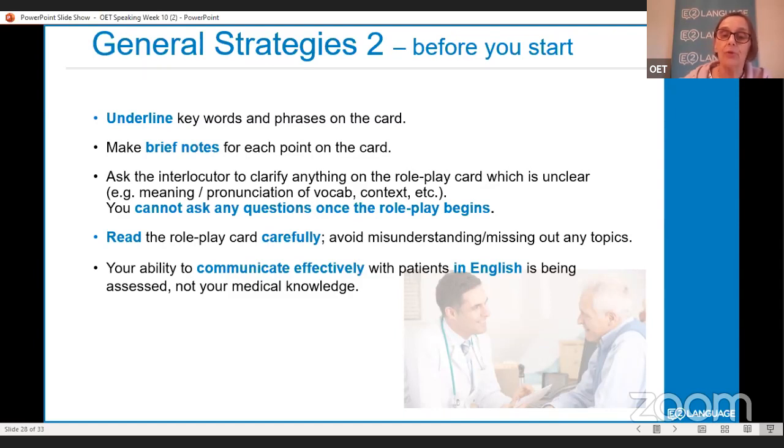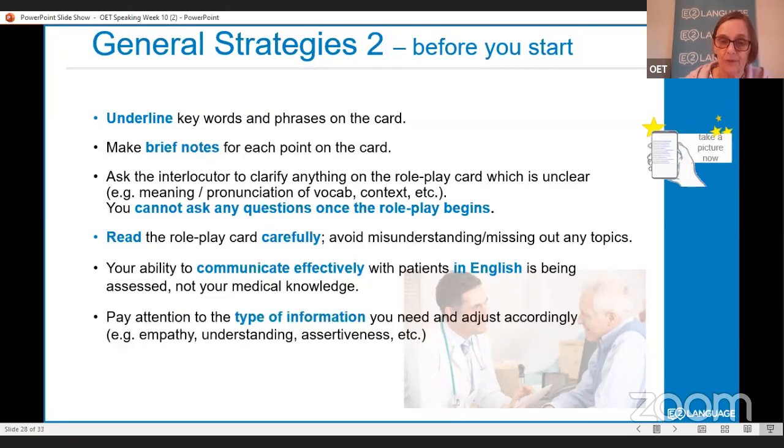Your ability to communicate effectively with patients in English is being assessed, not your medical knowledge. Pay attention to the type of information you need and adjust your words, your voice accordingly, showing empathy, showing understanding or asking for understanding, being assertive. Okay, you need to change not only what you say, but how you say it.